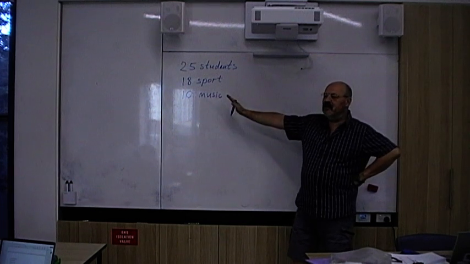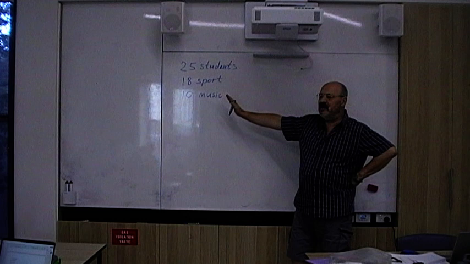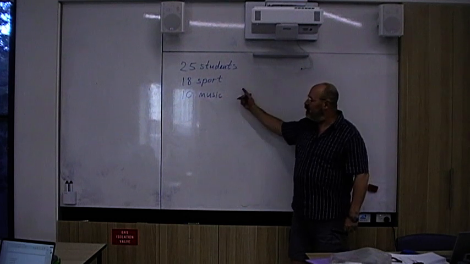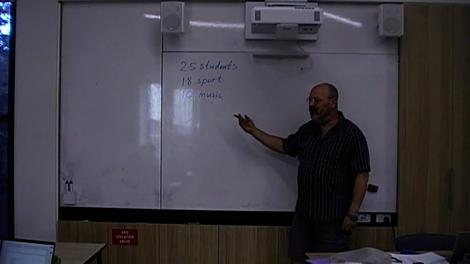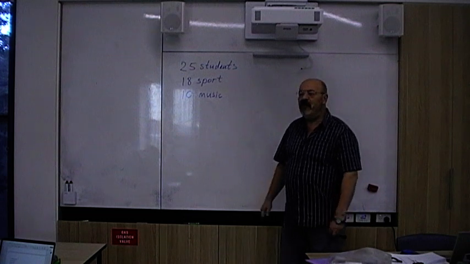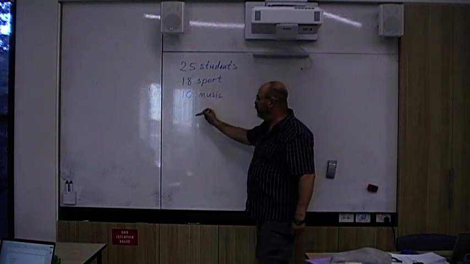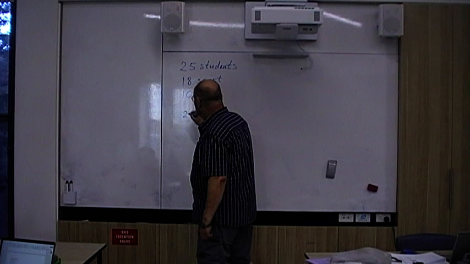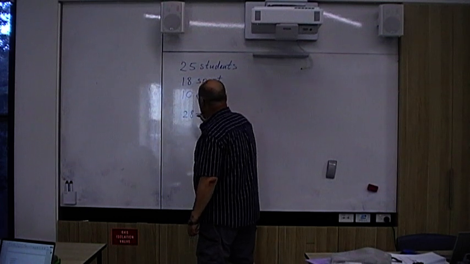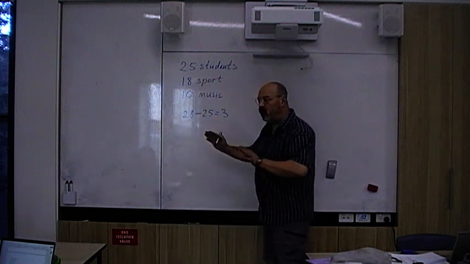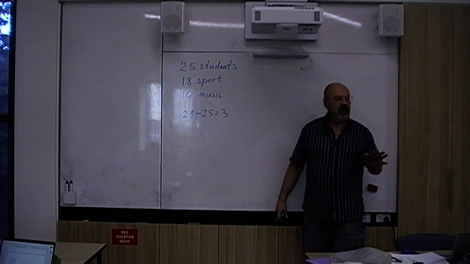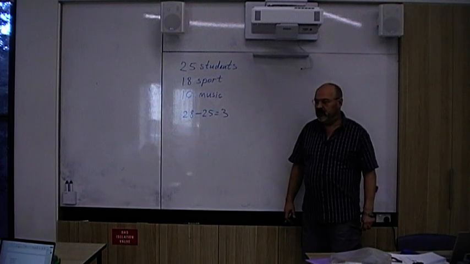Doesn't it raise any questions? There's more, there's 28 people instead of 25. So we have 28. What does it mean? Some students do both. How many do both? We add these, we have 28 minus 25 equals 3. Meaning that all of them are doing either sport or music or both. So there is no student who is not doing anything.